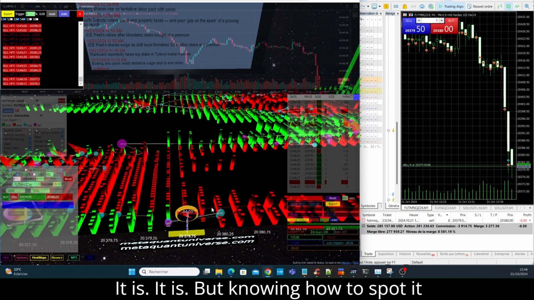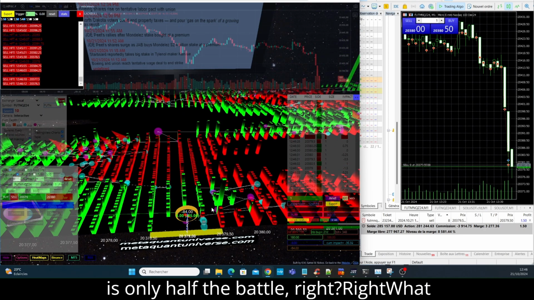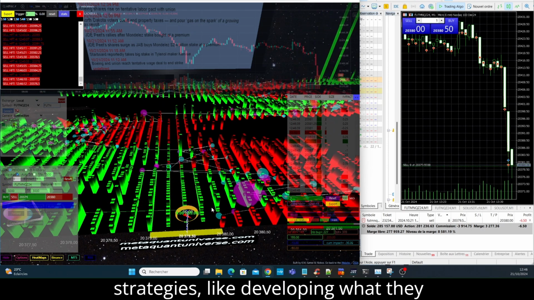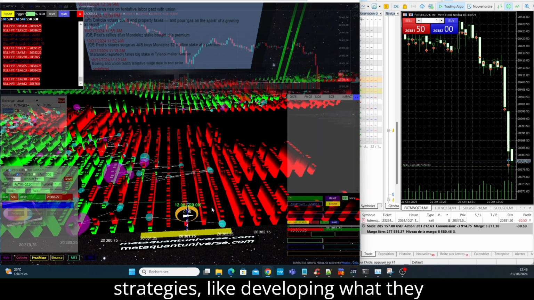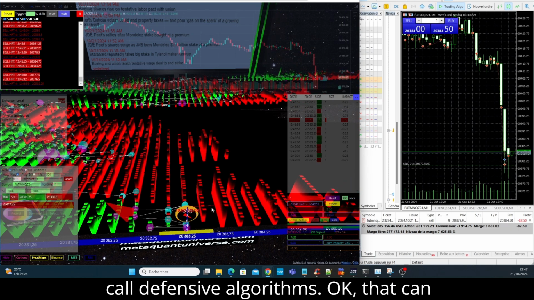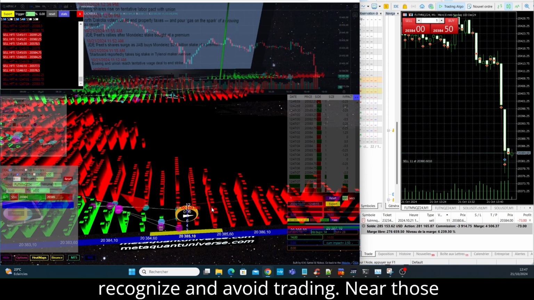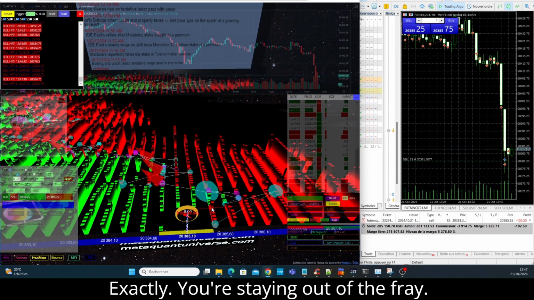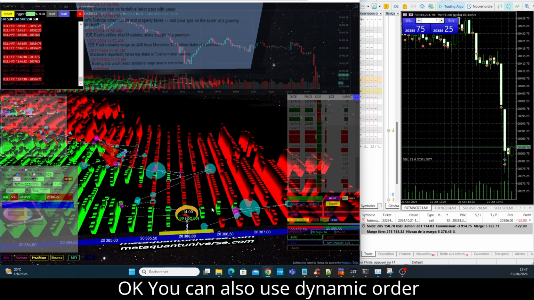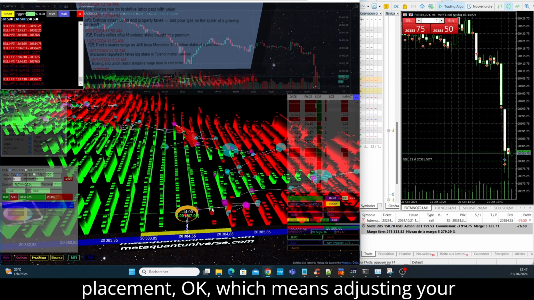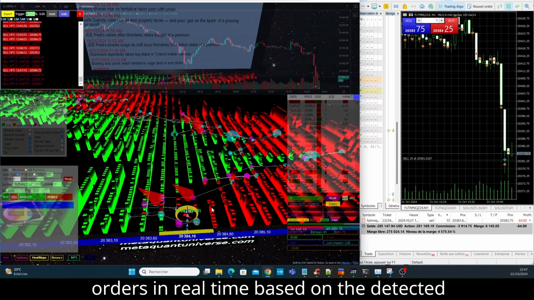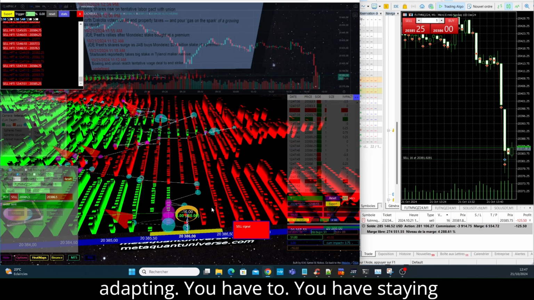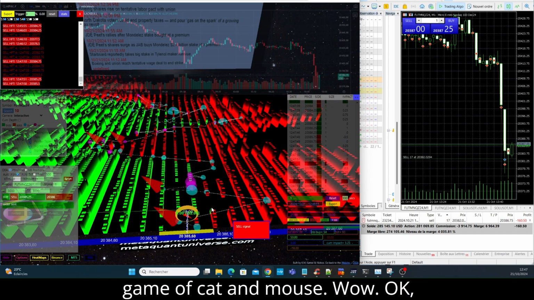It is. But knowing how to spot it is only half the battle, right? What do we do once we see it? How do we protect ourselves? The guide offers a few strategies, like developing what they call defensive algorithms that can recognize and avoid trading near those suspicious orders. So you're basically just staying away from them. Exactly, you're staying out of the fray. You can also use dynamic order placement, which means adjusting your orders in real time based on the detected manipulation. So you're constantly adapting, staying one step ahead. Yeah, it's a constant game of cat and mouse.